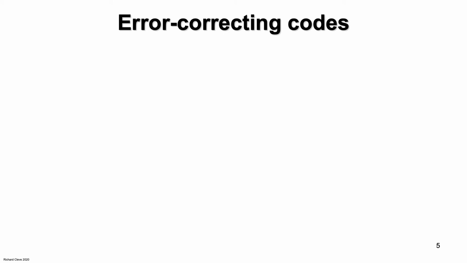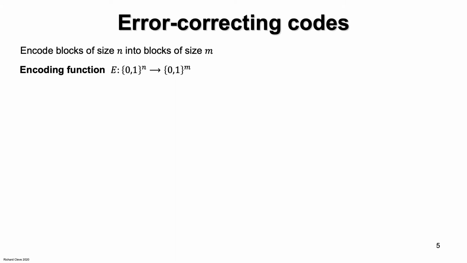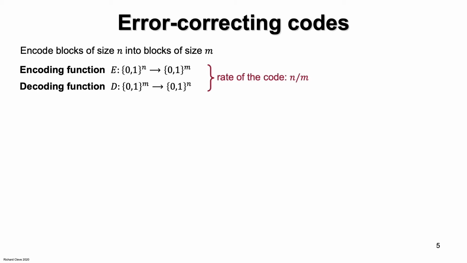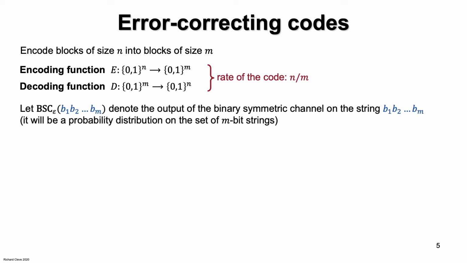To state this result more precisely, let's begin with some basic definitions. Assume that blocks of n are encoded into blocks of size m, and there's a decoding function that goes the other way. Note that the rate of the code is n over m. The smaller the rate, the more bits that have to be sent. For any m-bit encoding, the channel BSC epsilon randomly flips each of its bits with probability epsilon.